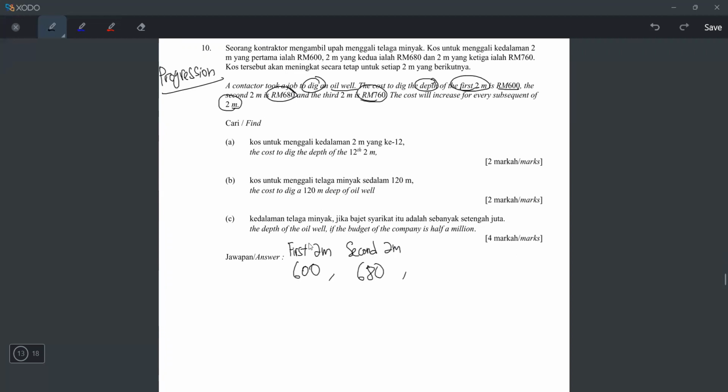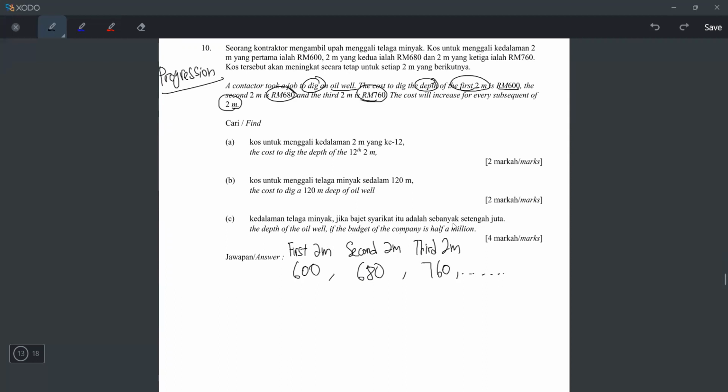But by the time the person already gali 4 meter already, right? Because by the time you get here, it's already gali 4 meter already. And then if you want to gali again for the third time, another 2 meter, you have to pay 760, and it just keeps increasing. But of course, when you gali the third 2 meter here, by that time you already gali 6 meter already, because 2 plus 2 plus 2.